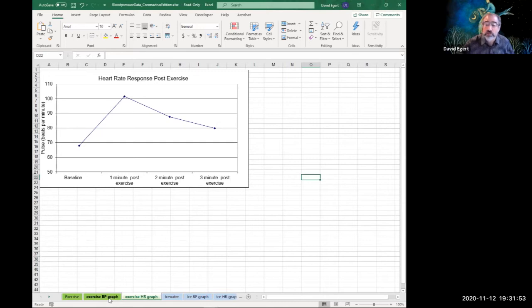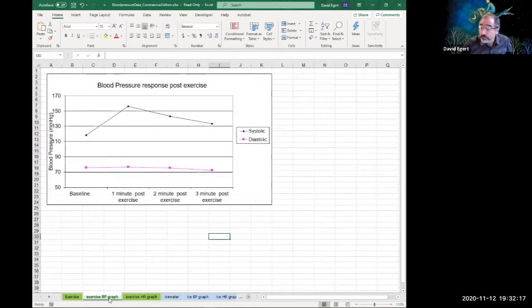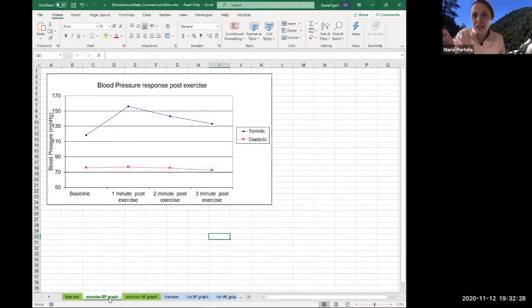And then for blood pressure, what do you think is going to happen to blood pressure if you're trying to increase the flow? It's going to go up, right? Flow is blood pressure over resistance. So if we are increasing the pressure, we're going to increase flow. And this is what we see. What is striking about this? The diastolic pressure, it didn't change that much. Exactly. So this is important.